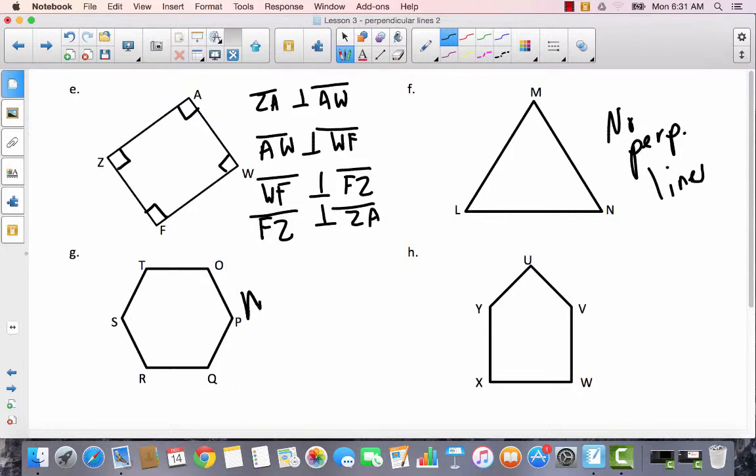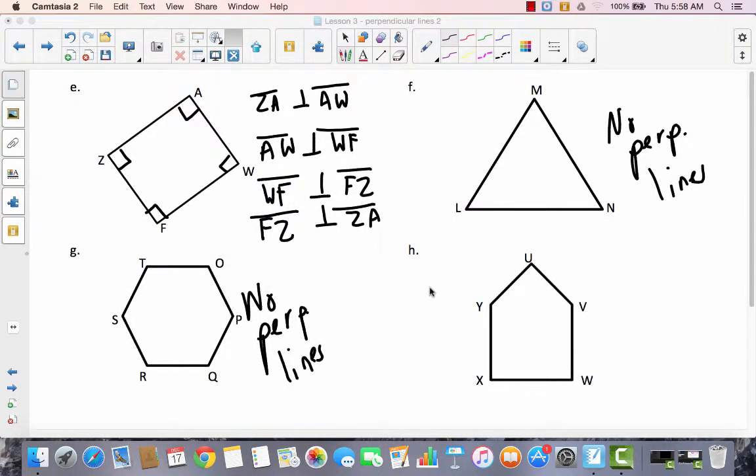Me either. So we have no perpendicular lines in figure G either. All right, okay, so let's take a look at this figure.